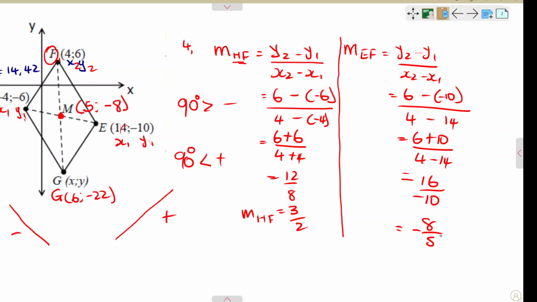So that's why the value is negative. But if we look at the line FH, the gradient here is positive. That's why we got the positive gradient there. So these are the two gradients for the line EF and the line HF. Now let's look at the last and second last questions, which is question number 5. So you can pause the video, try to follow the two calculations and check if you are following.